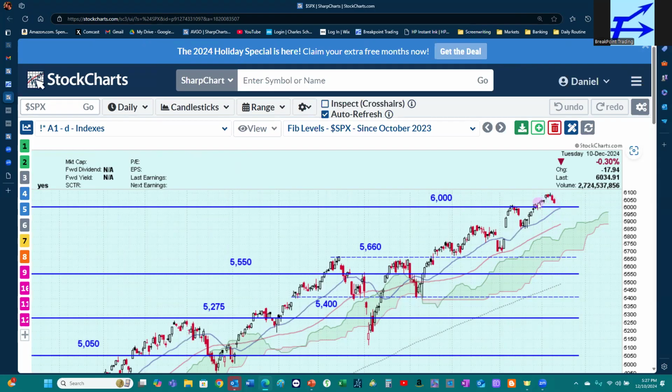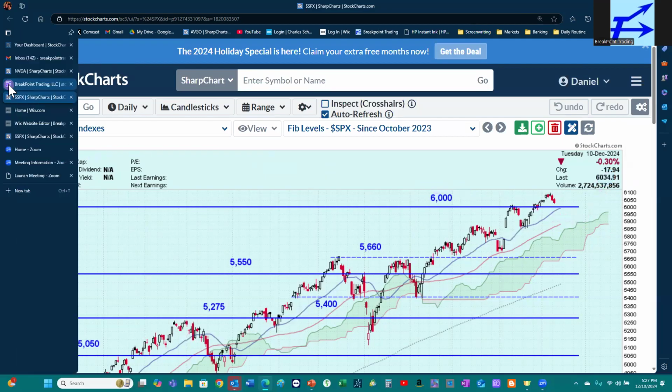However, CPI is going to have a big impact on what this does. If it comes in higher, especially higher than expected, then that could cause the market to sell off significantly, maybe down to the 50-day moving average down here, which is 5,900. Right now, we're at a little over 6,000.